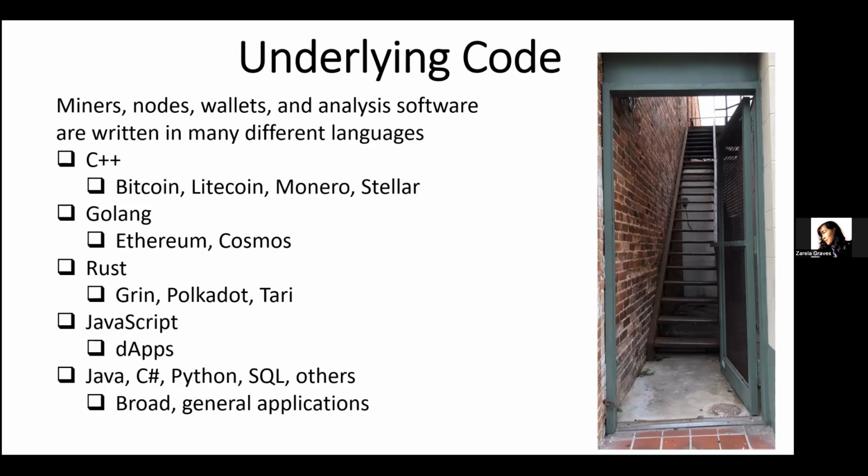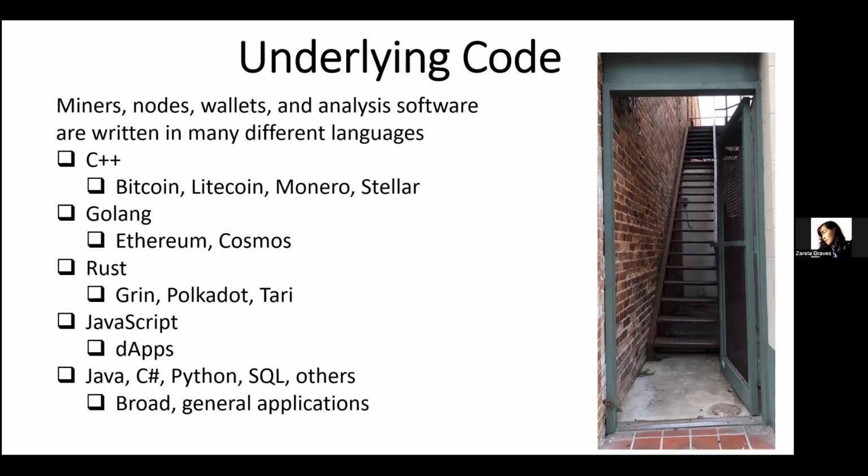It's used with Grin, Polkadot, and Tari. Tari is like an add-on to Monero. JavaScript and its related languages, Angular and so forth, are important. It's important because some of these cryptocurrencies, like Ethereum, have a built-in programming language. You can write a program that runs on the cryptocurrency itself. I'm going to talk about this in the next slide.